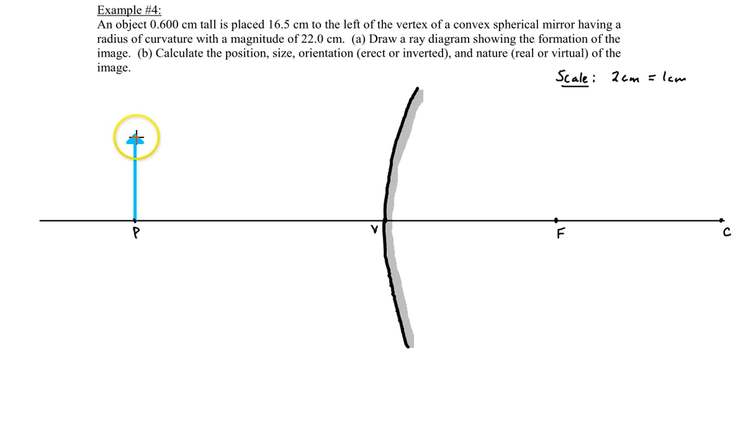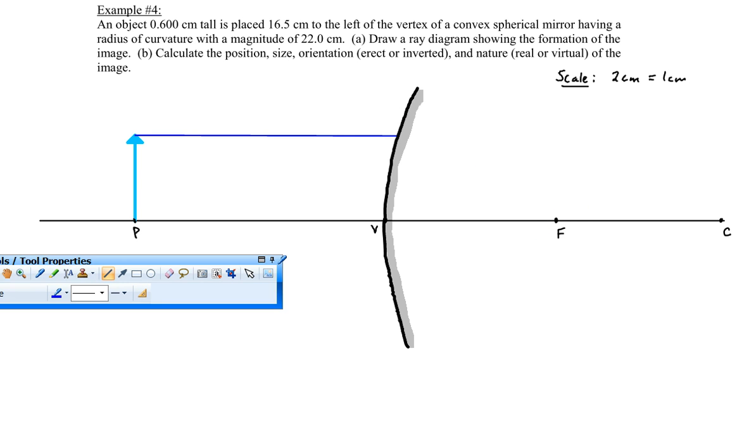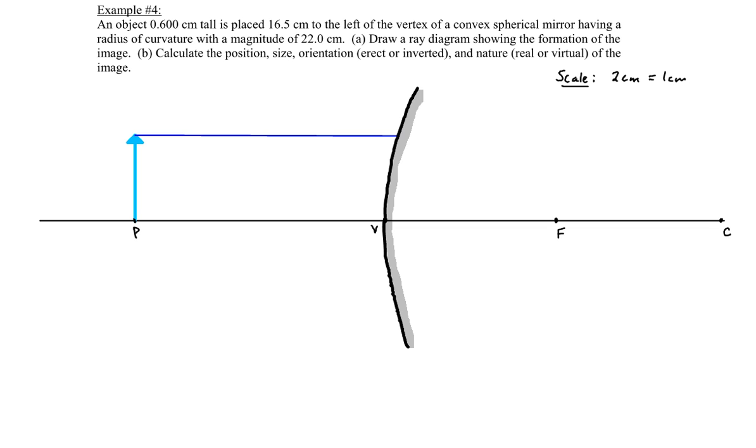Our first ray is the ray drawn from the top of that arrow towards the mirror parallel to the principal axis, and it's going to reflect away from this focus. So here's our outgoing ray. You should have that outgoing ray basically in line with this focus, and you can do this right now. You'll see why in a minute. Draw this dotted line for that parallel ray.